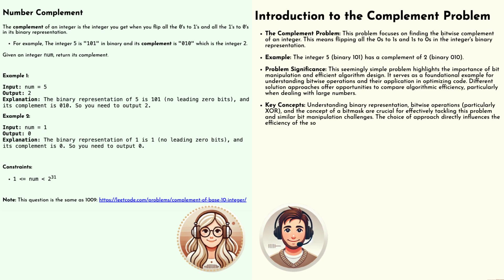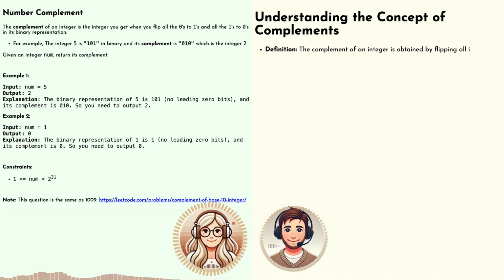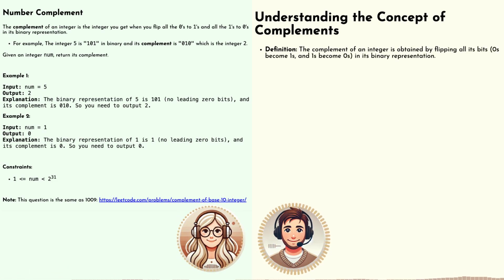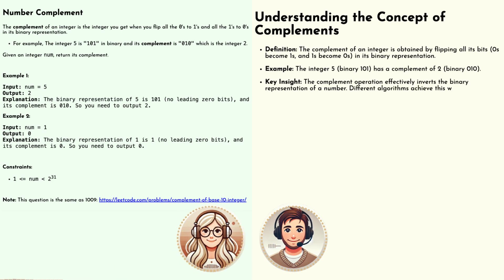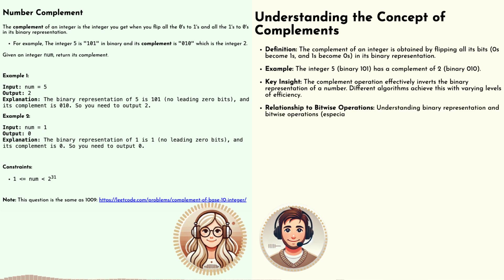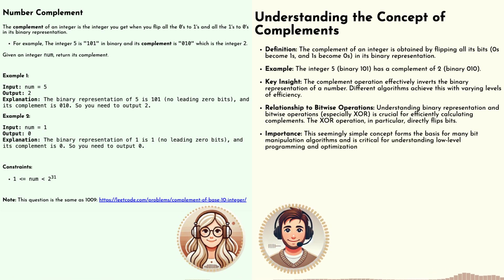Okay, so first things first. What exactly do we even mean by the complement of a number? You can think of it like a mirror image, but for binary numbers. Like say you've got the number 5, which in binary is 101, right? Right, 101. Its complement is basically what you get when you flip every single bit. So zeros become ones, ones become zeros. Gotcha. So the complement of 5, or 101, would be 010, which is 2 in decimal.